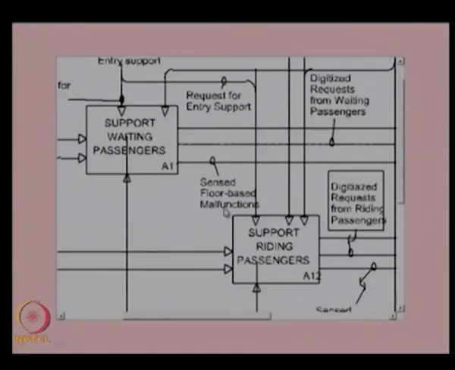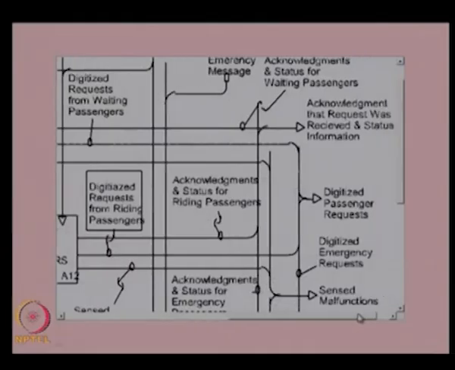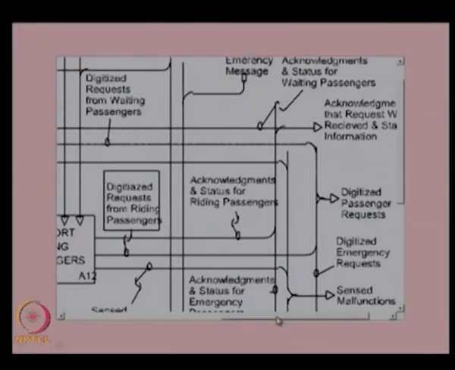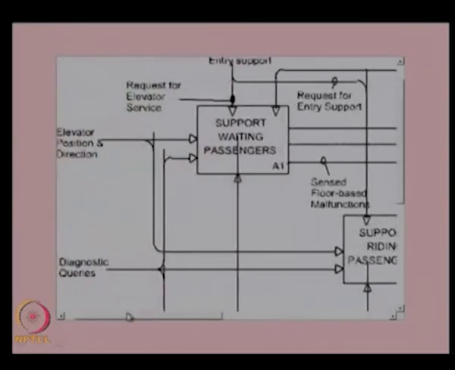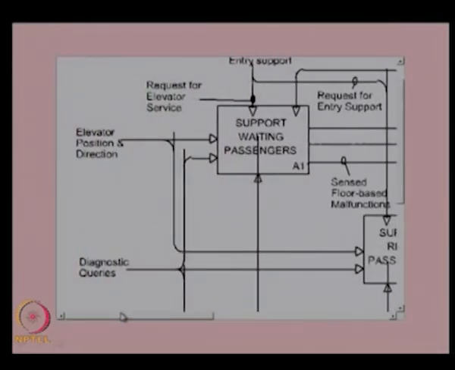In case there is any malfunction, that is also an output from here: the sensed malfunction will go to the service and maintenance function. It goes as an output from the A1 block, the sensed malfunction output, and it will go to the A4 function which we discussed in the previous slide.